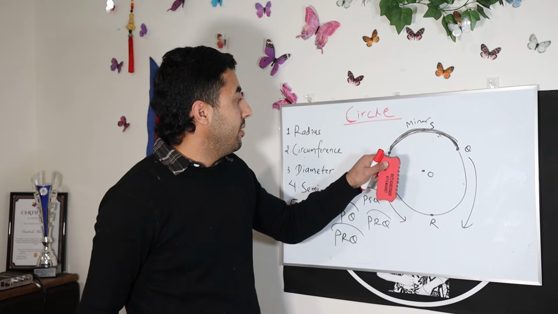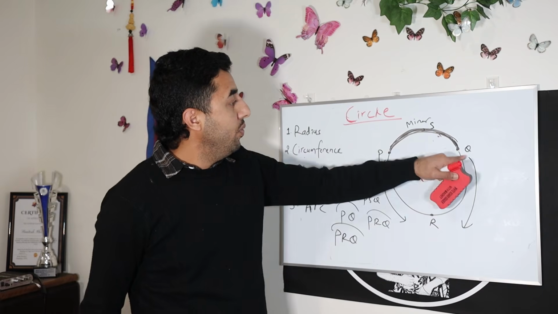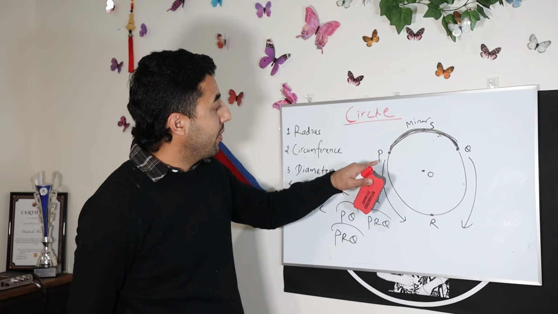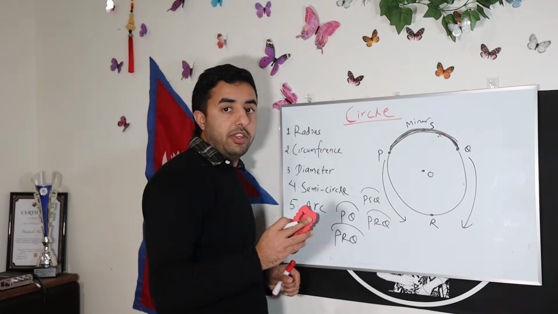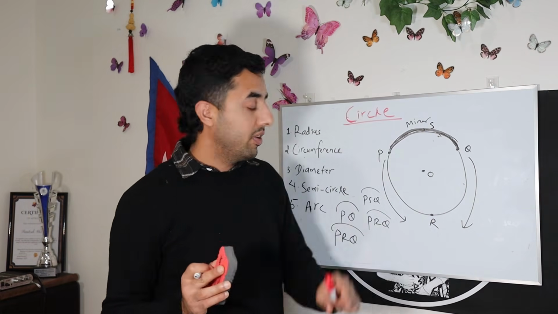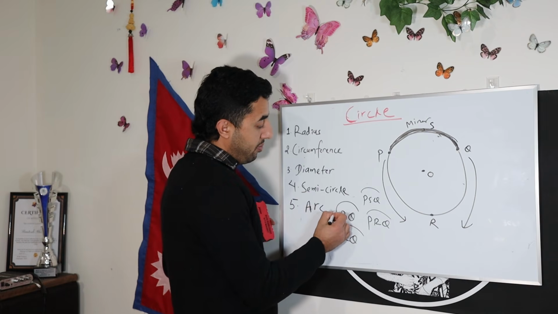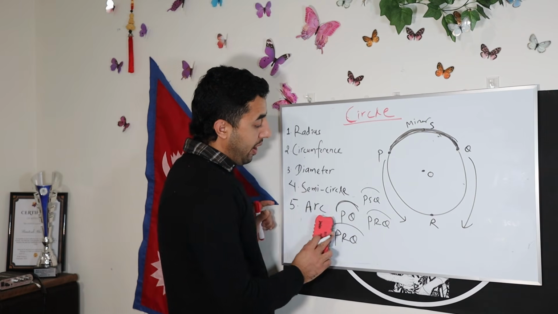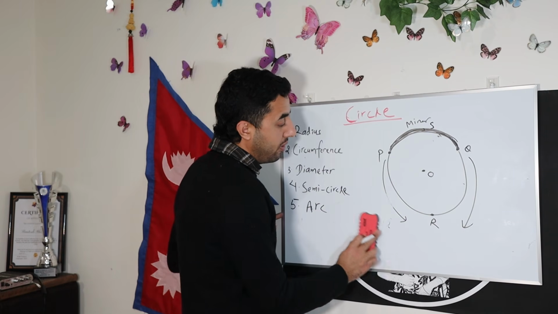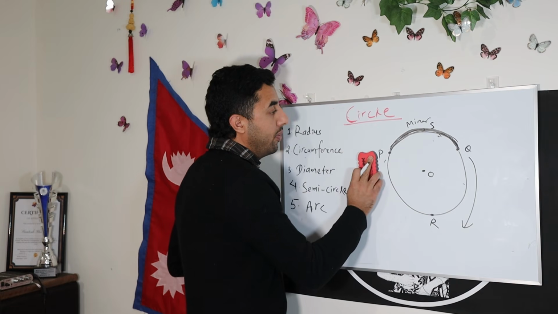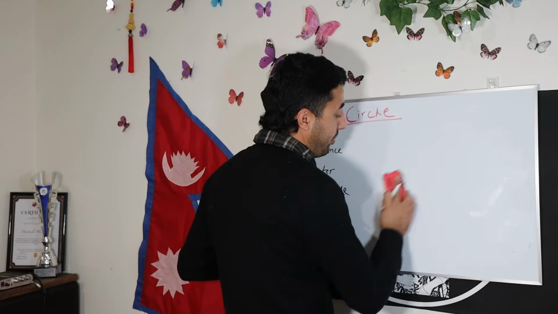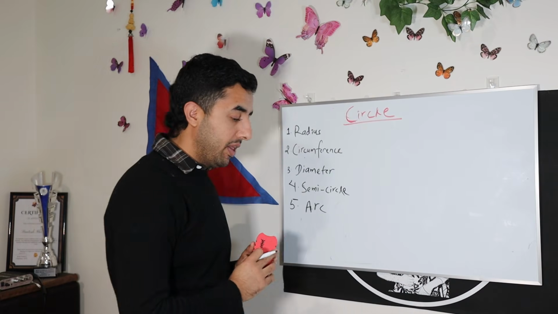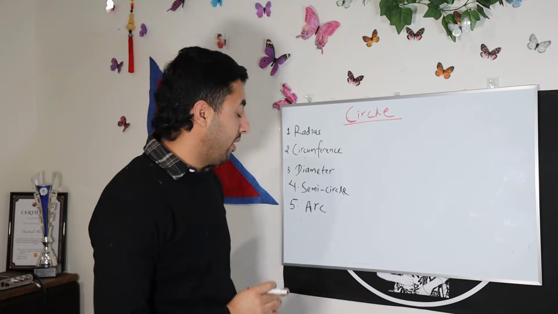If we need to mention minor arc, we can say PSQ, or if we have to mention major arc, we can say PRQ. So the arc is defined as any part of the circumference, and it is denoted by this symbol. We have to use this arc in our theorem. This is the most important thing. We need to remember this throughout the whole chapter. The arc is one of the most important terms we're gonna use in our theorem.